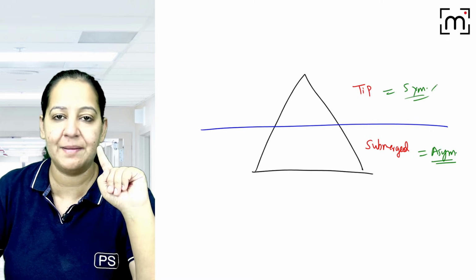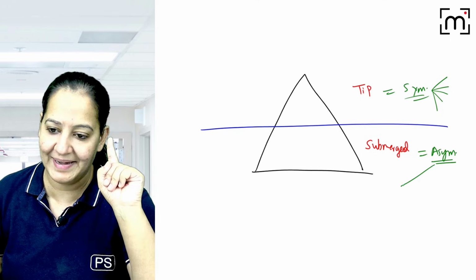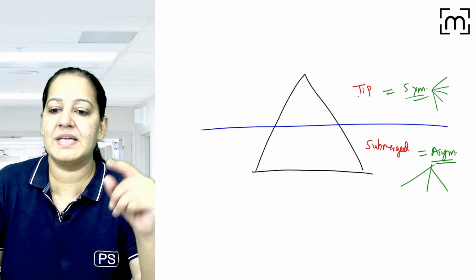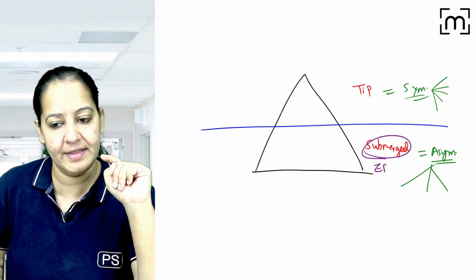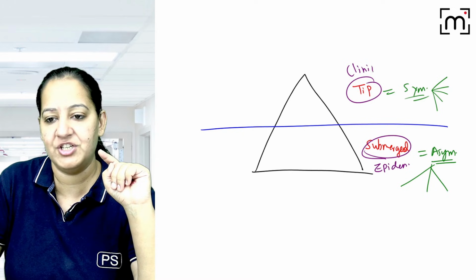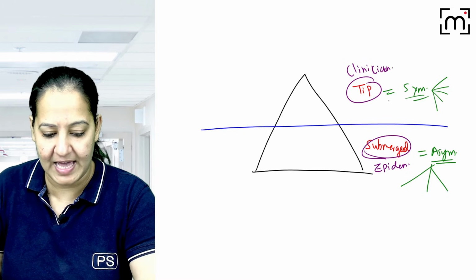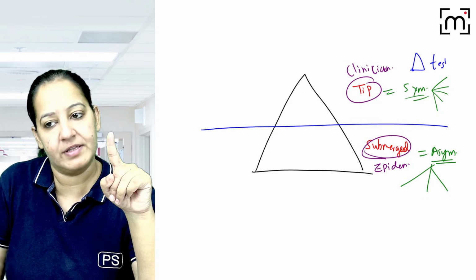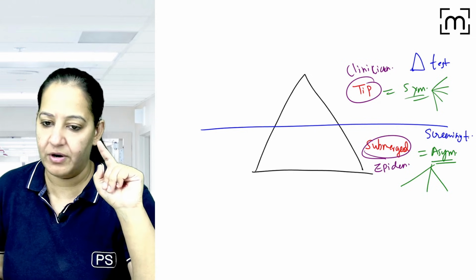Now the tip is representing the symptomatic cases and the submerged portion is representing asymptomatic cases. Symptomatic cases can be clinical, mild, moderate, severe, classical. And the asymptomatic can be latent, can be hidden, can be carrier, like that you have to describe. The next thing you have to say, the epidemiologist is interested in the submerged portion. The clinician is interested in the tip. One more thing you have to say, the last thing here is that the diagnostic test is applied for the tip and the screening test is applied for the submerged portion.